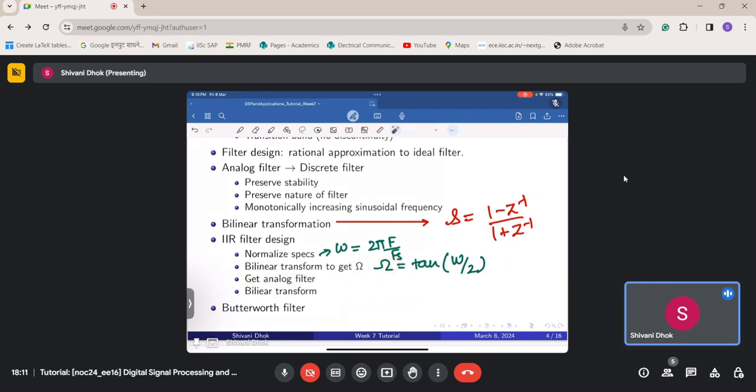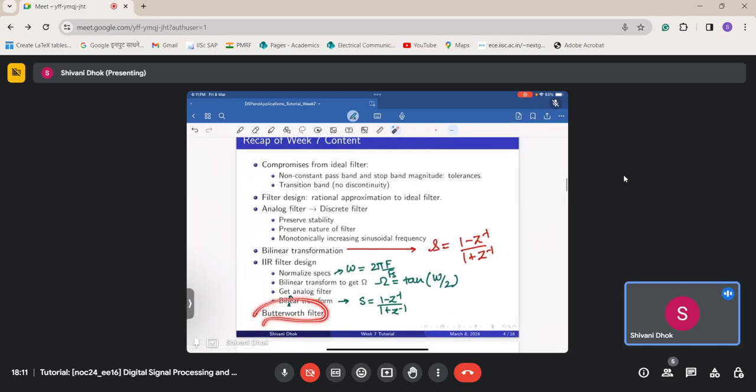And after doing the analog filter, we want to do the bilinear transform. So this will be S equal to (1 minus Z inverse) upon (1 plus Z inverse). You need to substitute this in the given transfer function, or whatever transfer function we had obtained using these set of frequencies and other parameters.